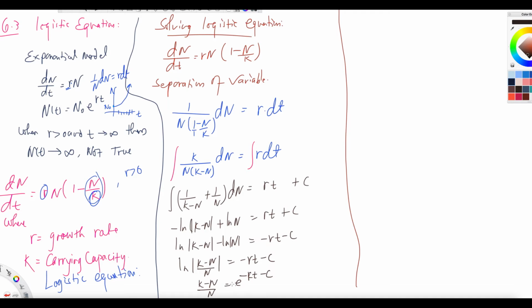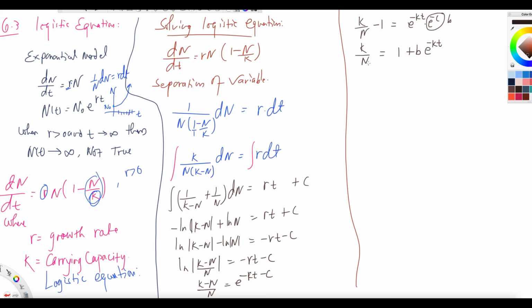Now what I'm going to do is I'm going to solve for n here. Okay, guys, I want to solve for n. So how do I solve for n? Let us do that. So you have k over n minus 1 is equals to, let us write down that as e to the negative rt times e to the negative c. So e to the negative c is a constant, so let us write down that as b. Okay, let's write down that as b. So what do you get? k over n equals to 1 plus b e to the negative rt, right?